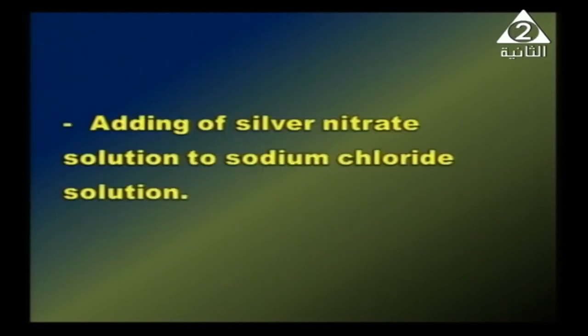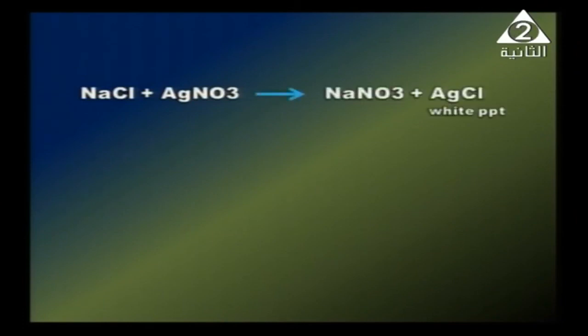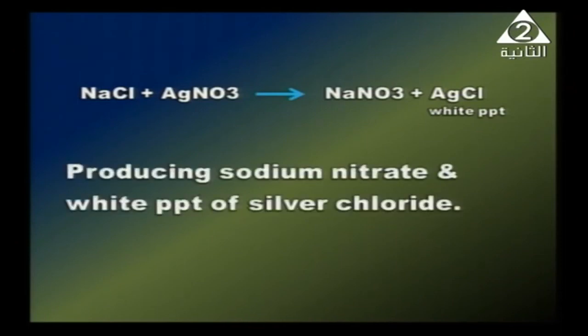Adding silver nitrate solution to sodium chloride solution. Sodium chloride with silver nitrate will produce sodium nitrate and silver chloride, due to the double substitution between sodium chloride and silver nitrate, producing sodium nitrate and a white precipitate of silver chloride.